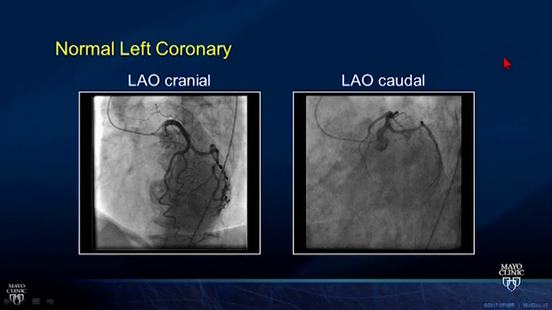Here's another example of a normal left system. This is an LAO cranial view of a patient with normal coronaries. LAO cranial is a nice view for the left main and also the LAD, predominantly the proximal LAD and the origins of the diagonals. LAO caudal is a good view for the left main and the bifurcation, so the proximal circumflex and the proximal LAD.